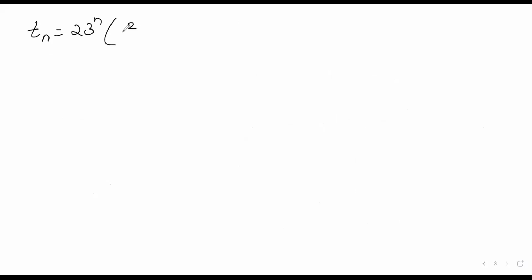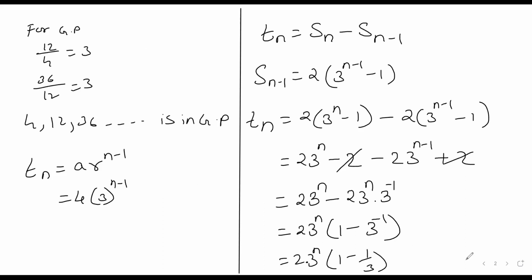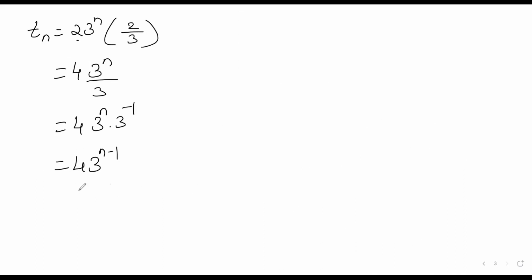This will be Tn: 2 times 3 raised to n, and 1 minus 1 by 3 is 2 by 3. That is 4 times 3 raised to n upon 3, since 2 into 2 is 4. And this is 4 times 3 raised to n into 3 raised to minus 1. That is 4 times 3 raised to n minus 1. So this and this are the same. Now once you get Tn, you can find your GP, the sequence, by putting n as 1, n as 2, n as 3, and show that it is in GP.